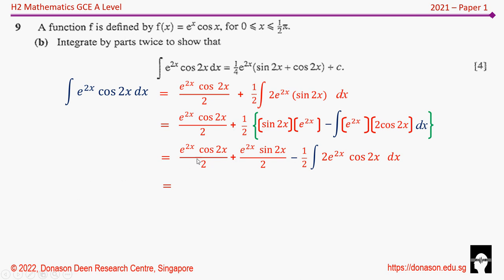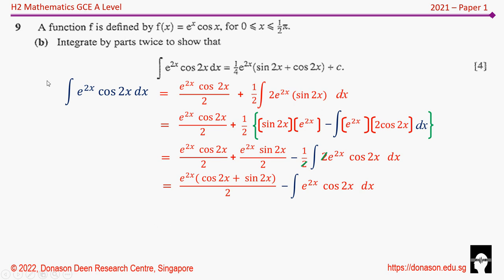Now if you look at these two fractions, we can see both of them have the common denominator of 2, and both of them also have e to the power of 2x, so we could combine and factorize them at the same time. So I put in a 2, since e to the power of 2x is common to both of these numerators, I pull it outside the bracket and I have cos 2x plus sin 2x, minus, and then I've got my half here and the 2 here which I could cancel. So I will simply have minus e to the power of 2x cosine 2x dx.